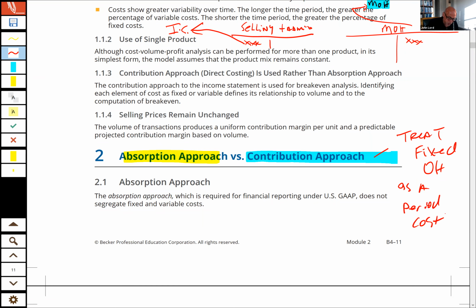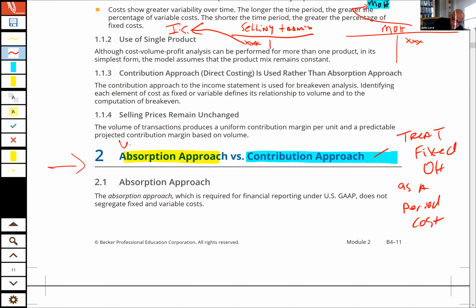Okay, what I just described to you, all this up here, was the absorption approach. The contribution approach is basically going to take my fixed overhead costs and treat them as a period expense. In other words, we're going to take all of our fixed costs as a period expense, and then we'll be able to calculate different things using the contribution approach, like my break-even analysis, etc.